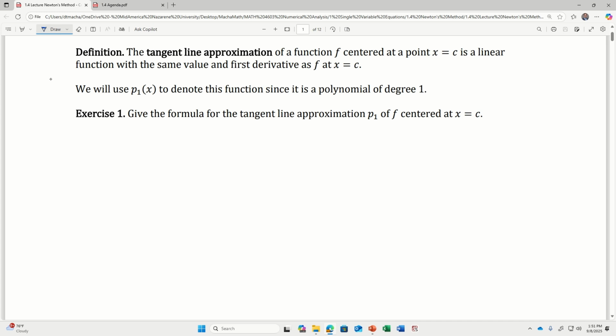So the tangent line approximation of a function is a linear function that has the same value as your original function and the same first derivative as your original function at some point. I like to use lowercase p1 to talk about this since it's a polynomial of degree 1.